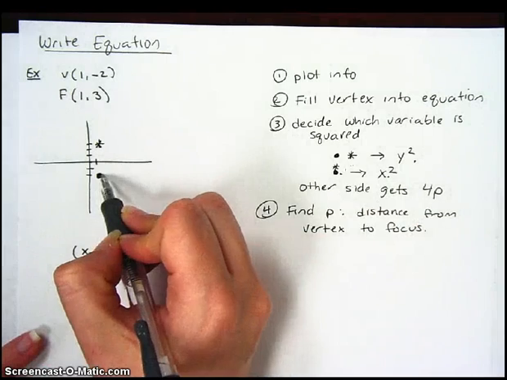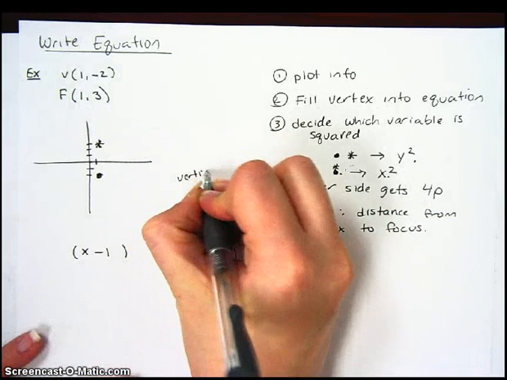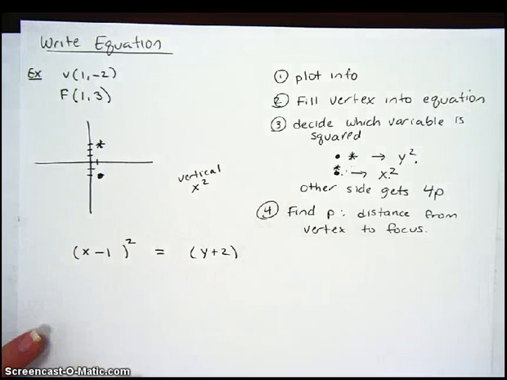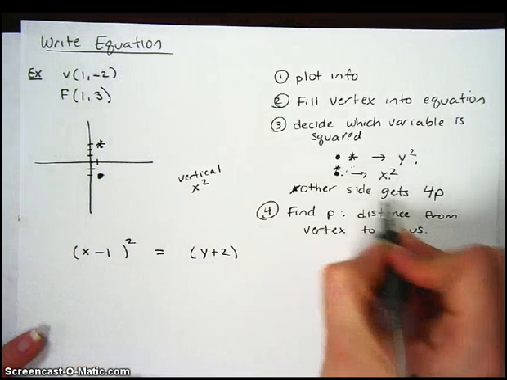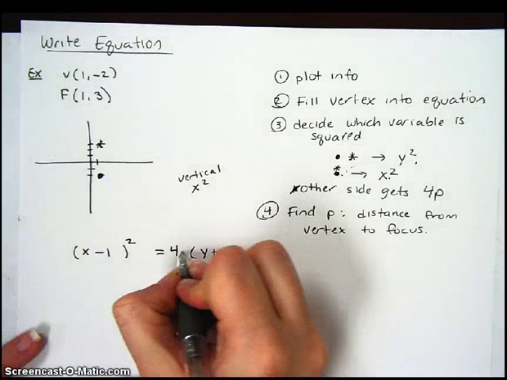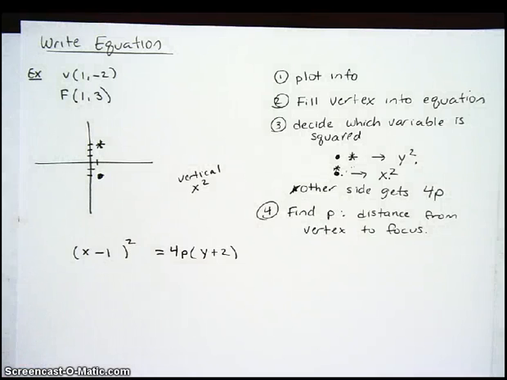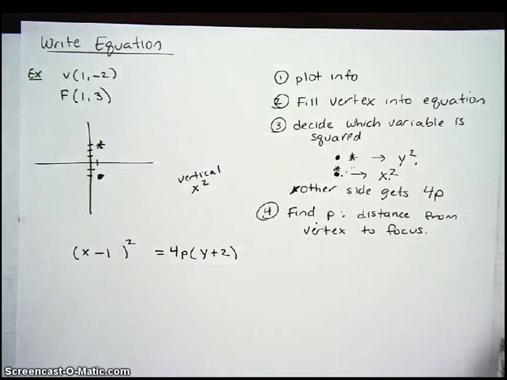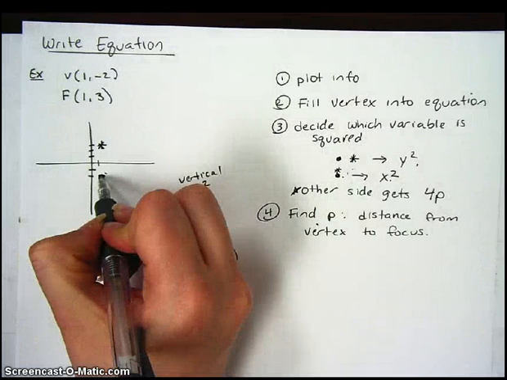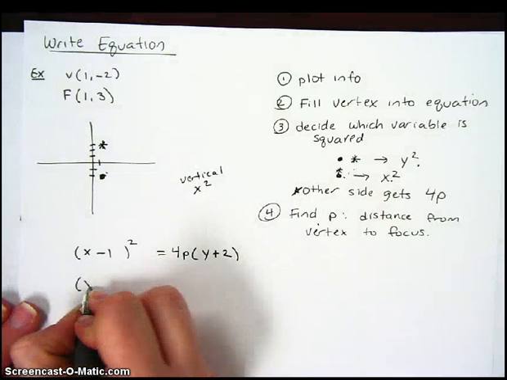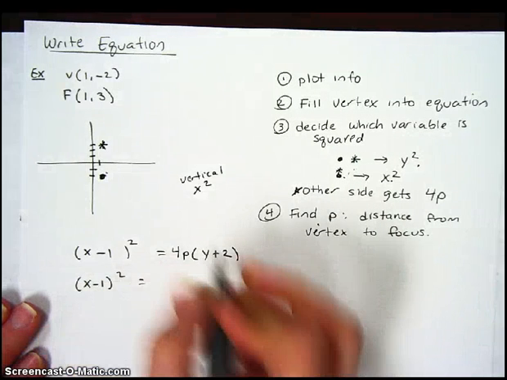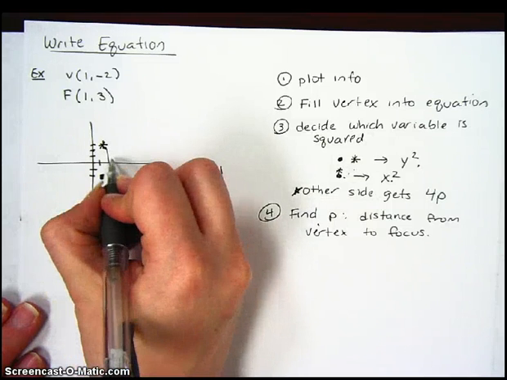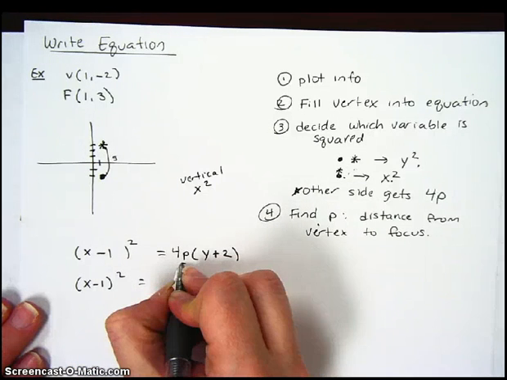Since mine are lined up vertically, then we know that x is going to be squared. So we'll put my squared on the x. The other side will get the 4p. So this is going to be 4p. The next and final step is we need to find p, the distance from the vertex to the focus. It's always from the vertex to the focus. So we'll have (x minus 1) squared equals, from my vertex to my focus is 1, 2, 3, 4, 5 units away. That means my p is 5.